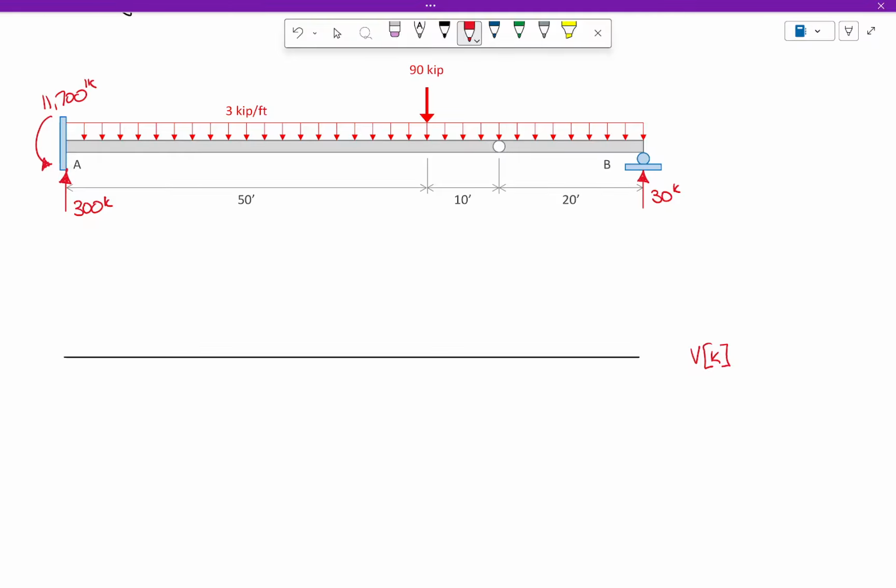So tell me what to do. We start at 0. You go up 300. Now I'm going to put some labels here. We'll call this C, D. What happens from A to C? It goes down 150. So if I'm at 300, go down 150, I'm at 150, right? At a slope of 3 kips per foot.